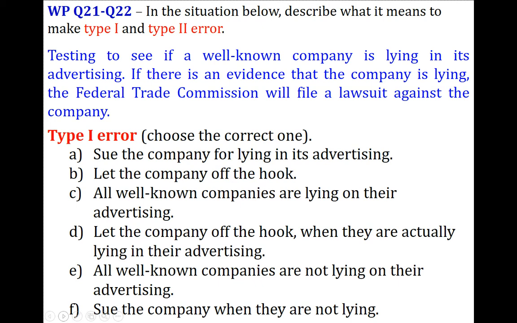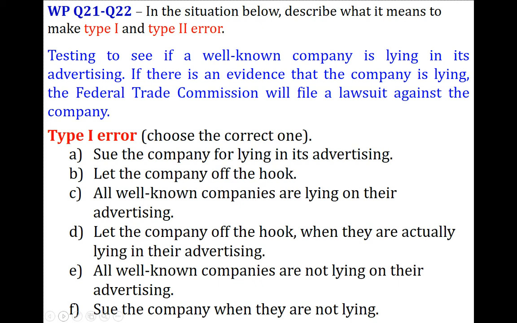You sue the company for lying in its advertising. That's not a type 1 error. We let the company off the hook. Okay, well, that's not a type 1 because remember, we let them off the hook when they were doing that. All well-known companies are lying. Okay, again. D, let the company off the hook when they are actually lying in their advertising.